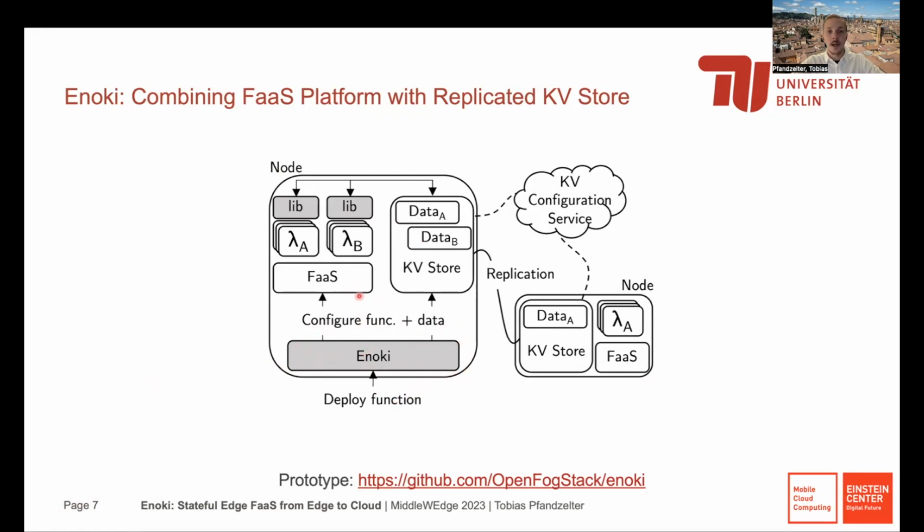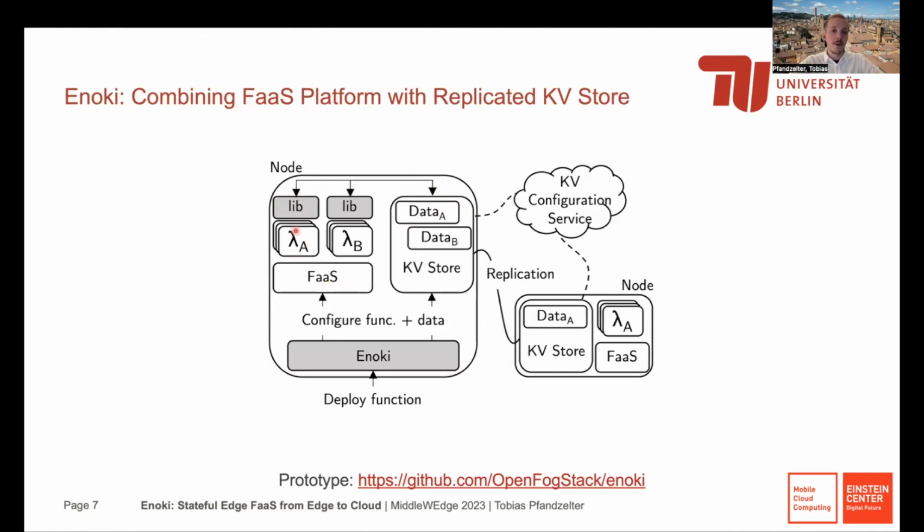And we have on the one hand our FaaS system, which is some edge FaaS system for constrained resources at an edge node, maybe even a cloud node. And each Lambda that we run on this FaaS system has a local middleware, a client library that can access the data for that specific function, so function A, for example, from a co-located key-value store.